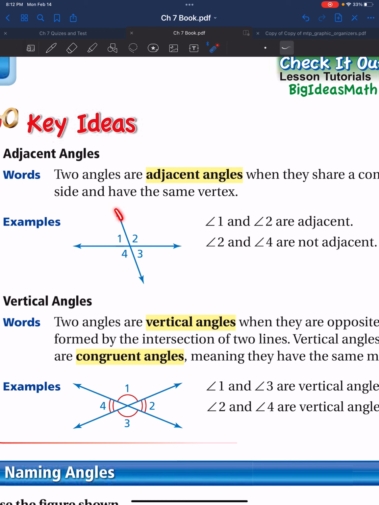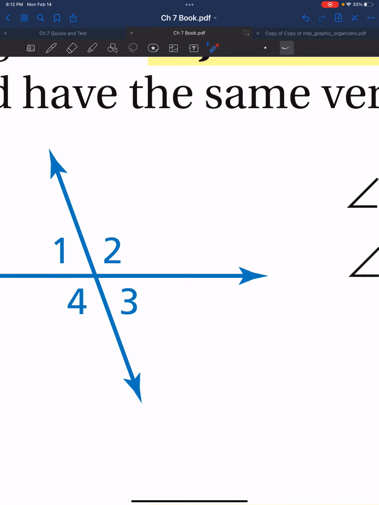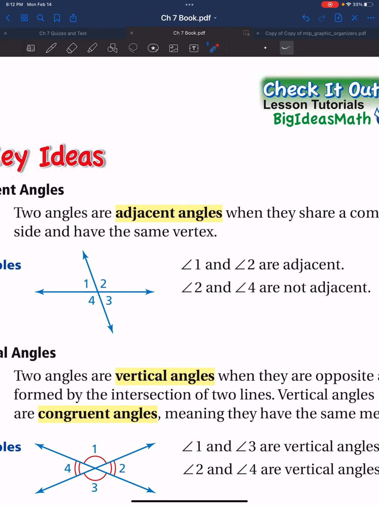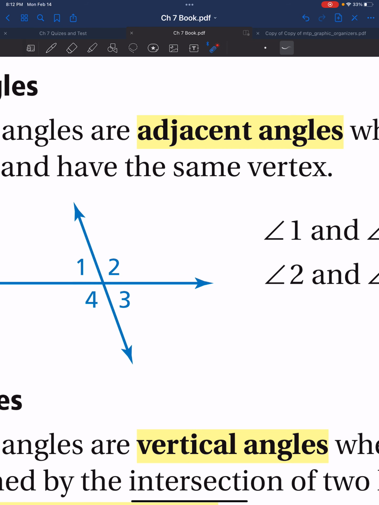We've got two lines crossing, and there's the vertex in the center. We labeled the angles 1, 2, 3, and 4. It says angle 1 and angle 2 are adjacent because they share this line as a border. Angle 2 and angle 4 are not adjacent because they don't share a border. That little crisscross in the center is not a border. A border would be kind of like a state, right?